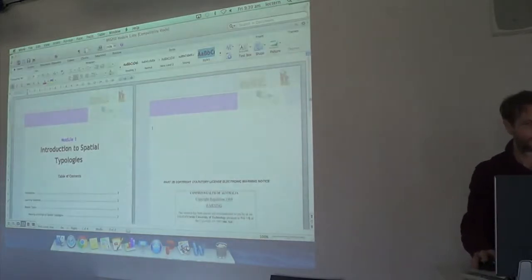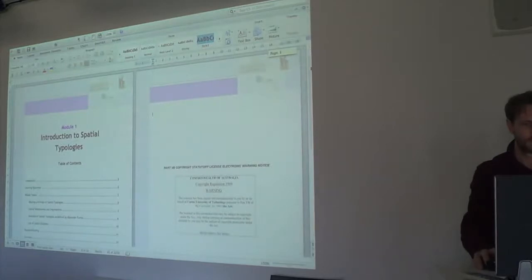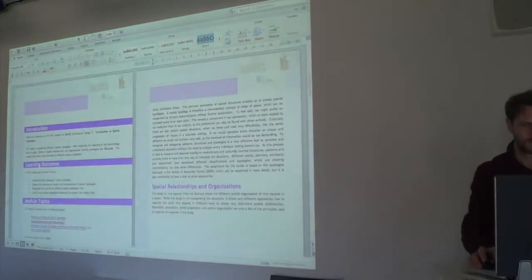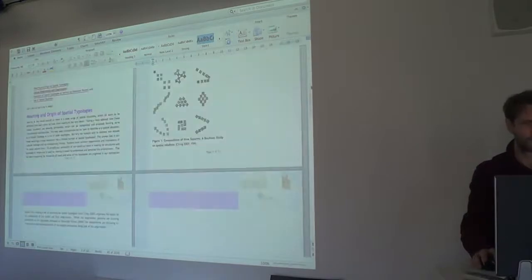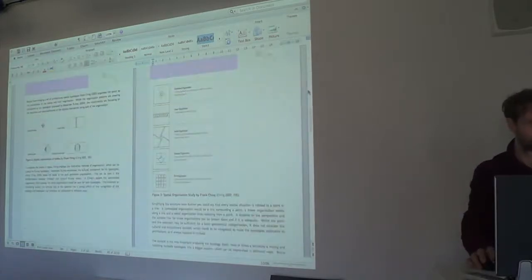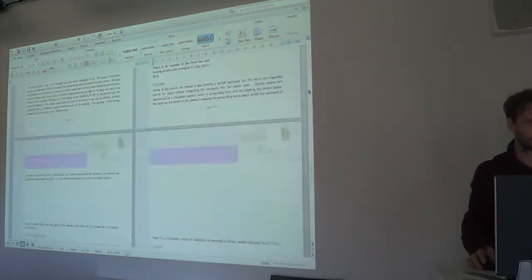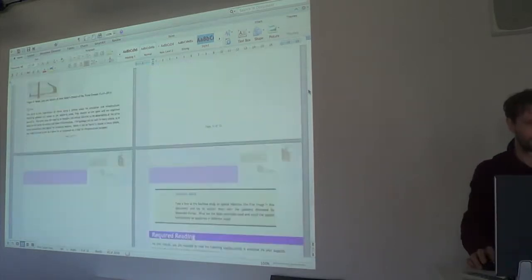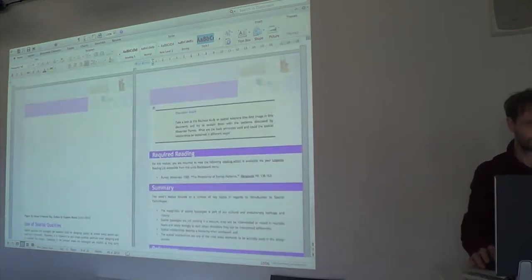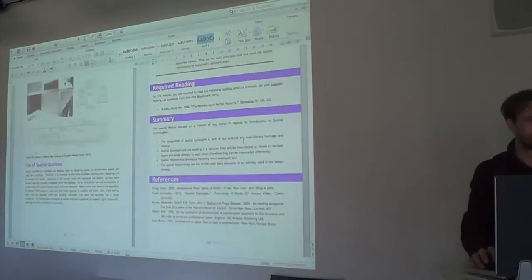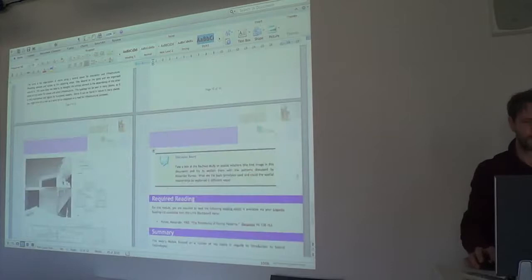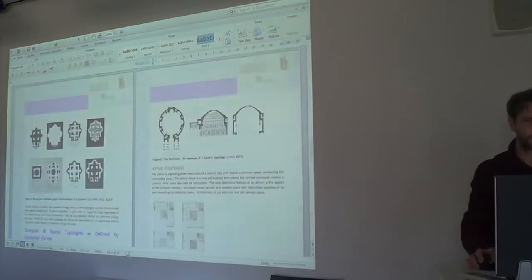So this is what a module looks like for us. In second year, we're looking at building typology. The idea is this was being presented in a lecture at some stage, and it's just written up into another document that then usually has discussion board prompts and often links to other websites or YouTube videos.